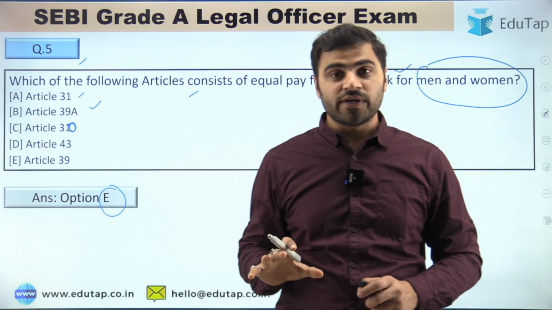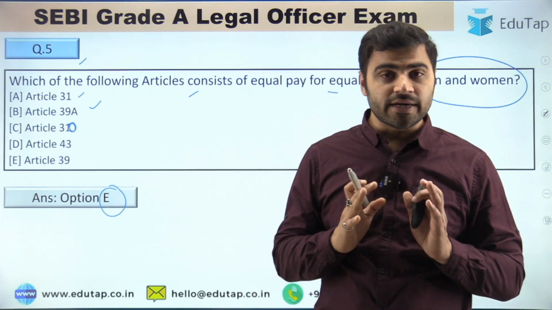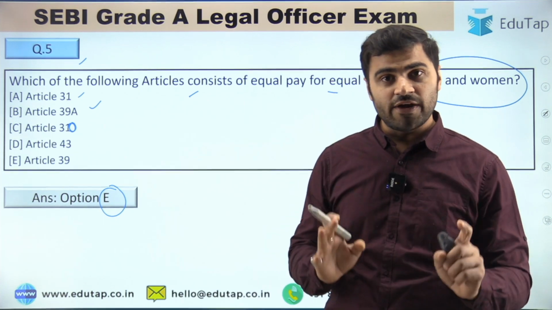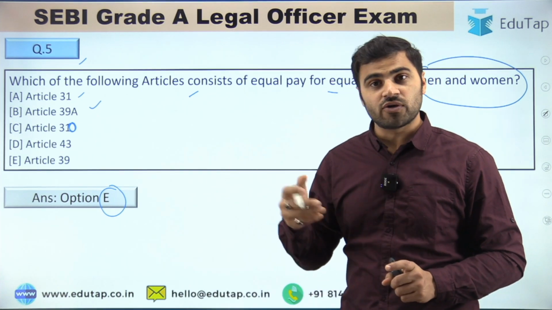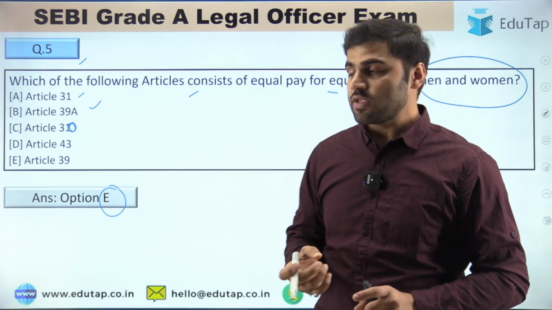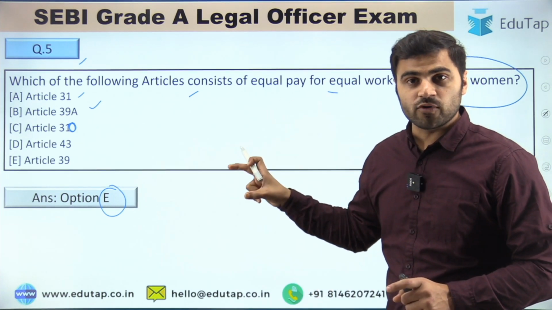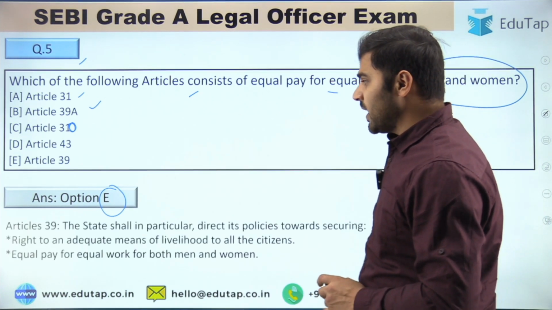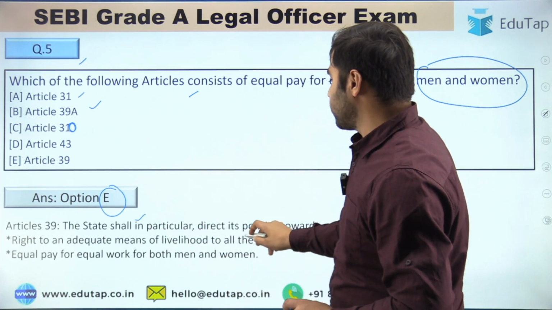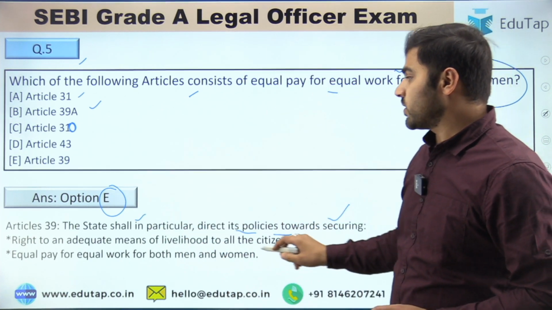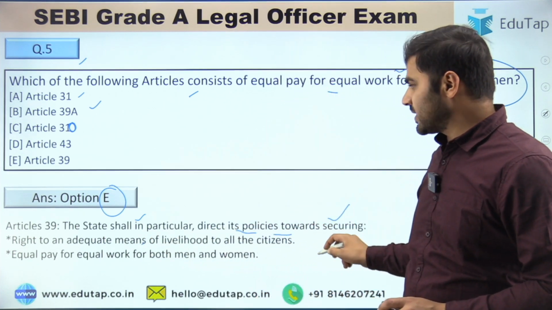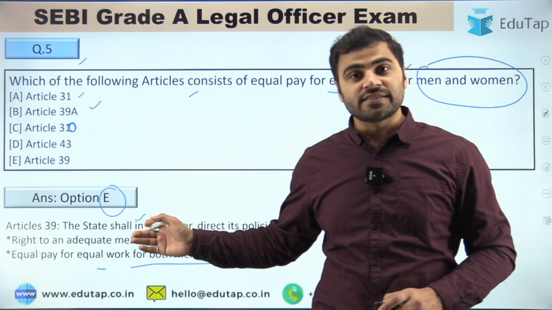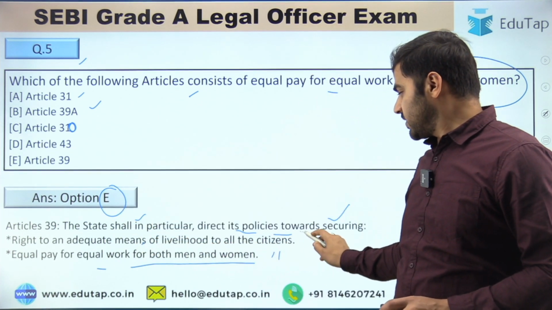Being a law graduate, you are expected to have an idea about the important articles of our Indian Constitution as well as the sections of different legislation, right? These kinds of questions are frequently asked in the SEBI examination. So you have to have an idea about the important provisions, sections and articles of our Indian Constitution. Article 39: the state shall in particular direct its policies towards securing the right to an adequate means of livelihood to all citizens and equal pay for equal work for both men and women, right? Article 39 consists of other things also, but here I have mentioned only 2 things.